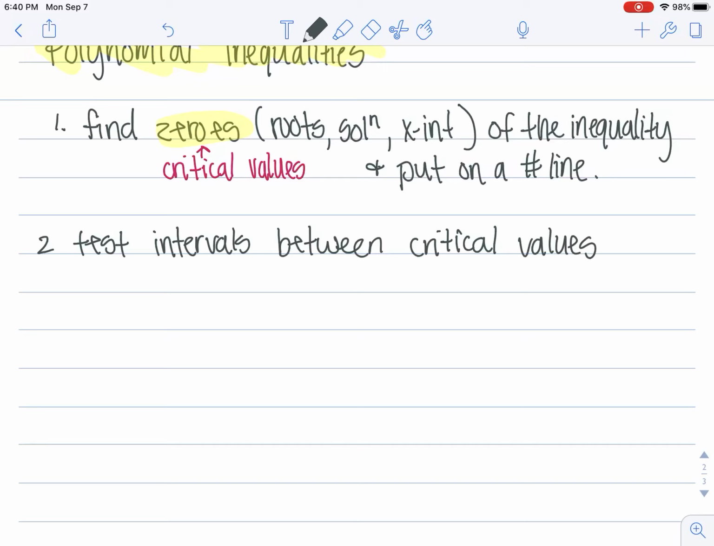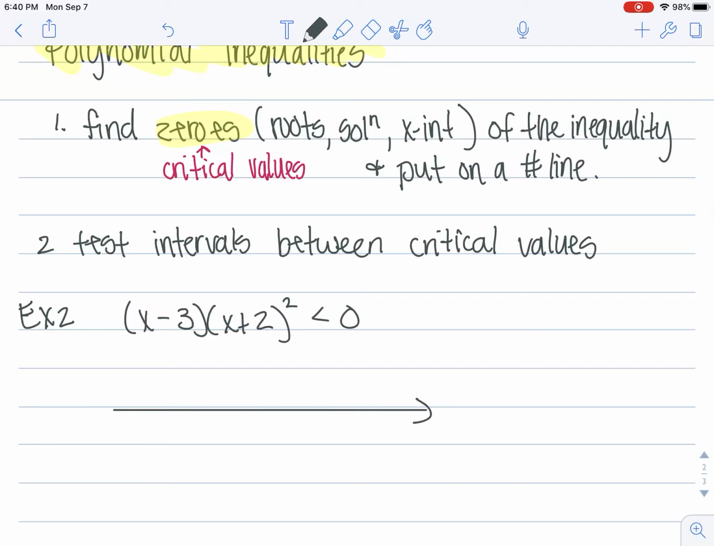Alright, now that we have our steps, let's just jump into example 2. So x minus 3, x plus 2 squared less than 0. Alright, our critical values, right? Our zeros or solutions here. So when x is equal to 3 and when x is equal to -2. So number line, we already solved for it. So we have smaller number, -2, greater number here. Because it was strictly a less than, we're going to go open circles.